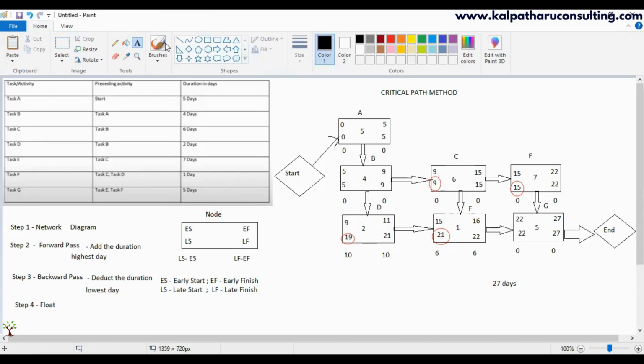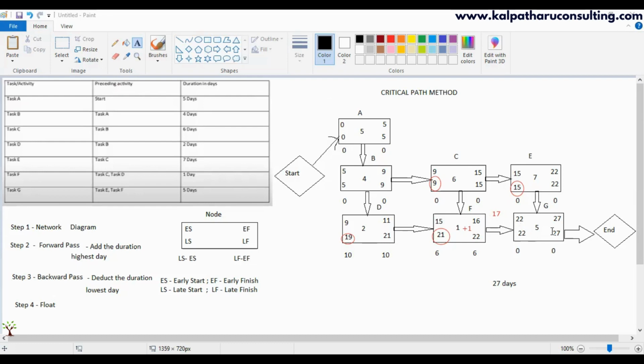Now let us see what float is. Before that, let us see a scenario. Let us assume F activity is getting delayed by 1 day. When are we going to complete F then? 17, right? So you'll be completing F on the 17th day. If F is delayed by 1 more day, will it impact the schedule? When are we going to start G? On the 22nd day. If F is completed on the 17th day, will it impact the start of G, which is the next activity? No.